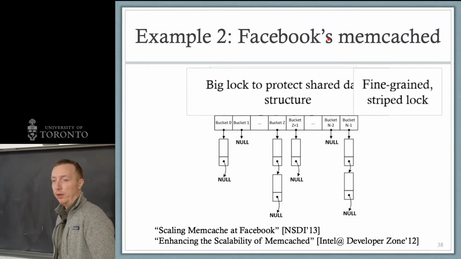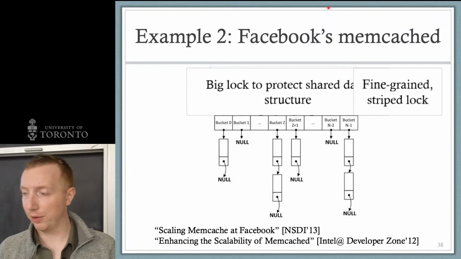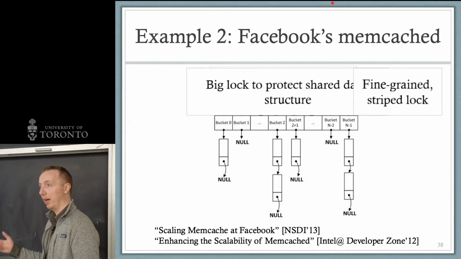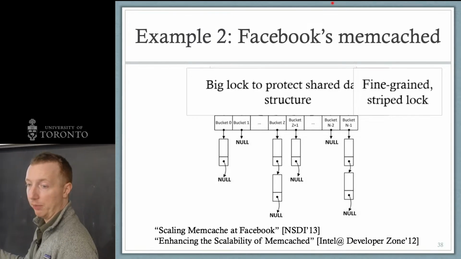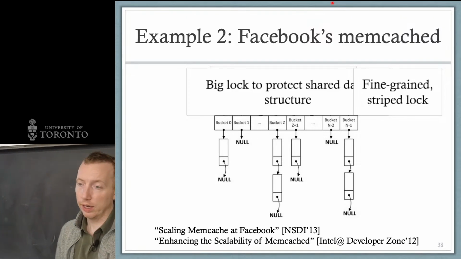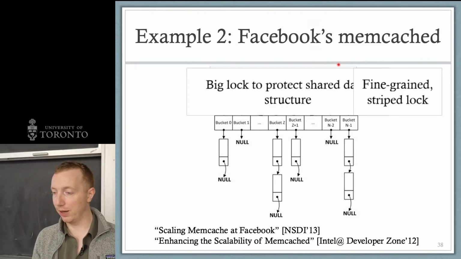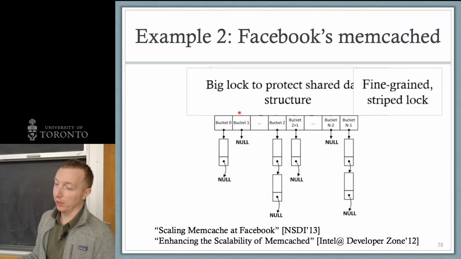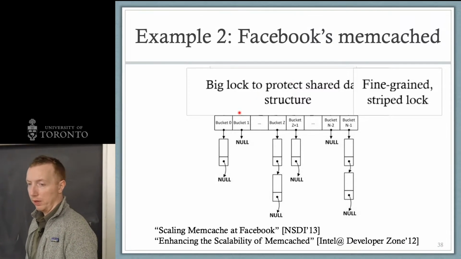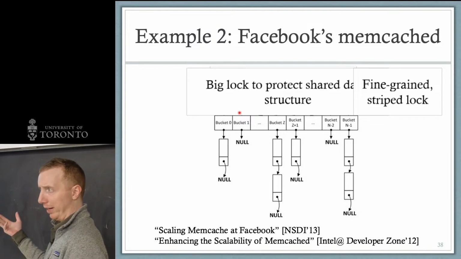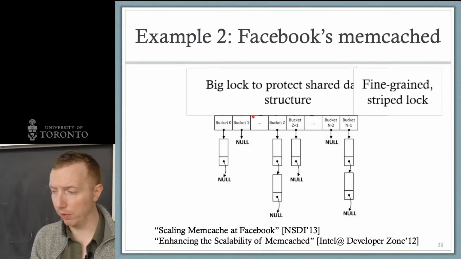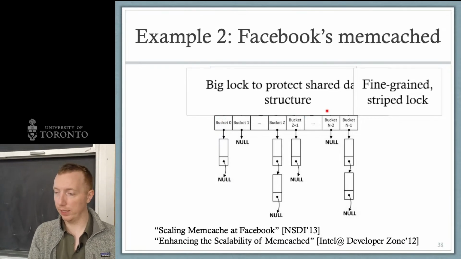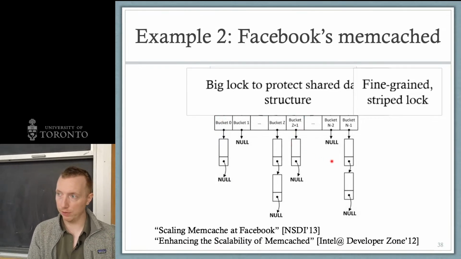So there are also other big caches. Facebook memcached, basically it's a web server cache that caches API requests and things like that. How it works is they had a big lock to protect shared data structures. It's basically more or less like a hash map of a whole bunch of different data. So they had one big lock to protect all the data and then fine-grained locking for each individual node.